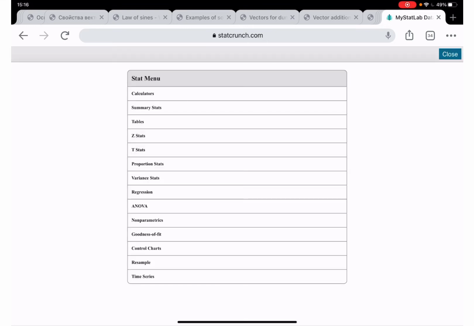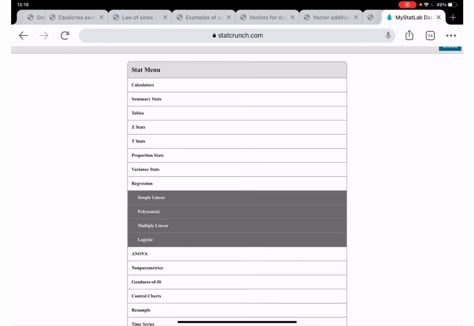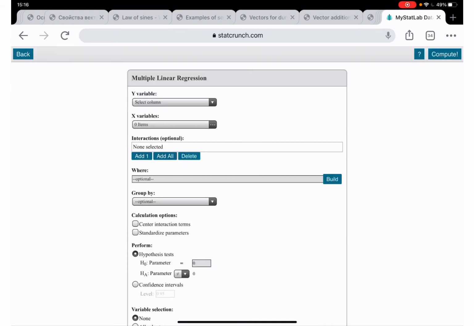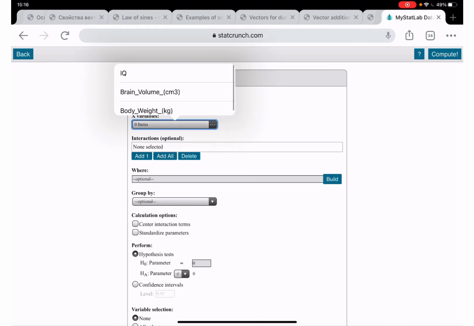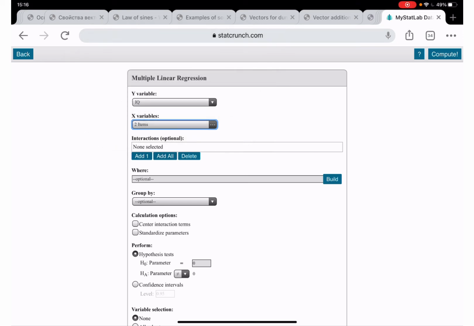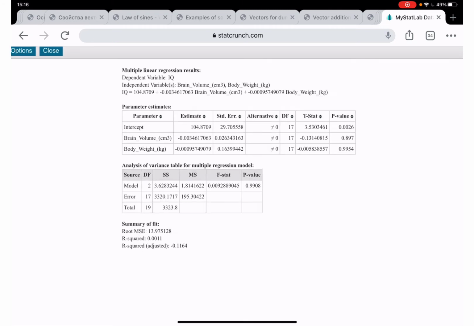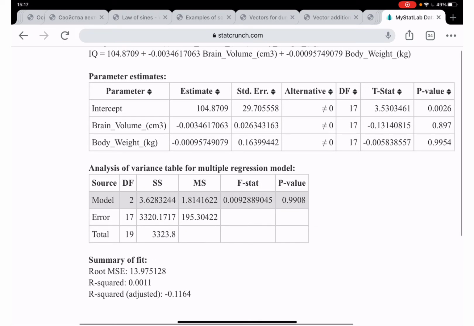And regression, choosing multiple because we're going to choose both of them. IQ, and let's choose both of them. Okay, and compute. Okay, this is what we have: intercept, coefficient of brain volume, and body weight.